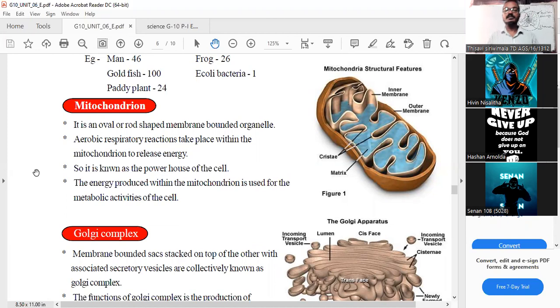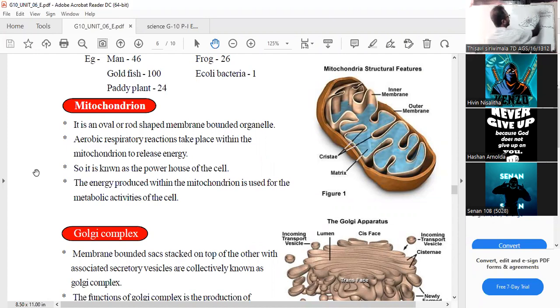Aerobic respiratory reactions take place within the mitochondria to release energy. Glucose and oxygen combine to form energy. That is the meaning of aerobic respiration. Oxygen is required, right? So it is known as the powerhouse of the cell. The energy produced within the mitochondria is used for the metabolic activities of the cell, and the energy produced will be stored as ATP, adenosine triphosphate. When energy is required, ATP will break down into ADP and the energy will be released.